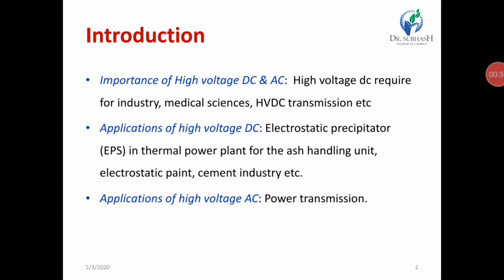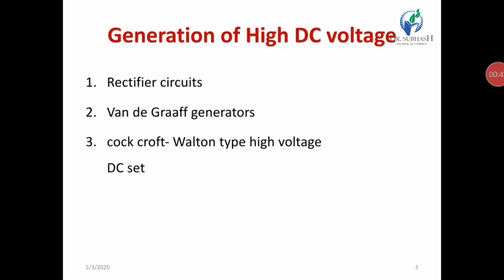Applications of high voltage AC: it is used in power transmission over long distances. Generation of high DC voltage. So there are three methods for generation of high DC voltages. One is rectifier circuits, second is Van de Graaff generators, third is the Cockcroft-Walton type high voltage DC set.